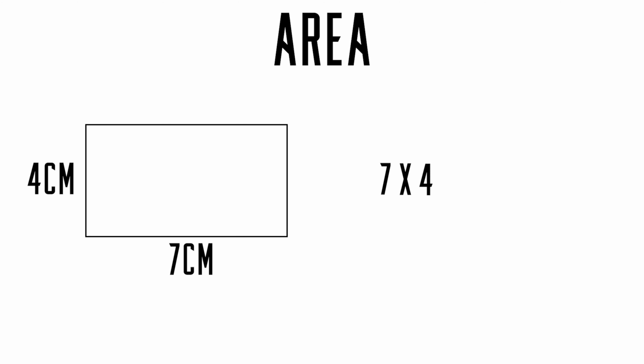Again, if we're looking for the area of the rectangle, we're looking for everything within the rectangle or the space within the rectangle. Here we can do the same equation as we did with the previous square, which is length times width. The length is 7 centimeters and the width is 4 centimeters. If we multiply these together, we get 28 centimeters squared as our area. The equation to work out the area of a square and rectangle are exactly the same.